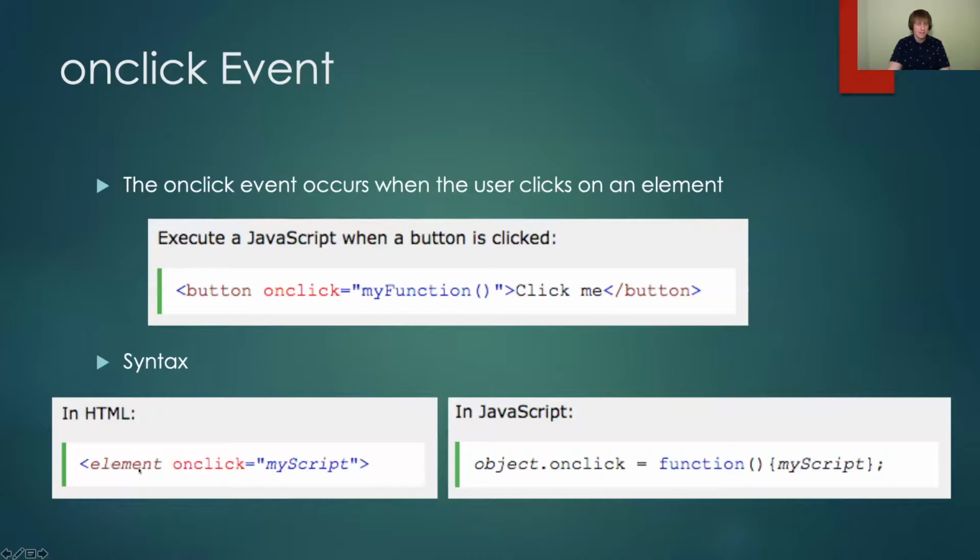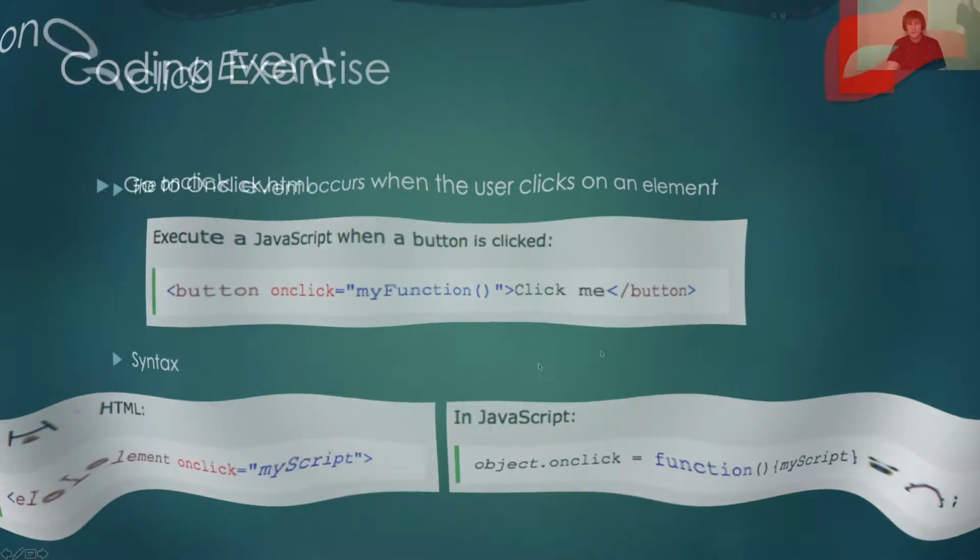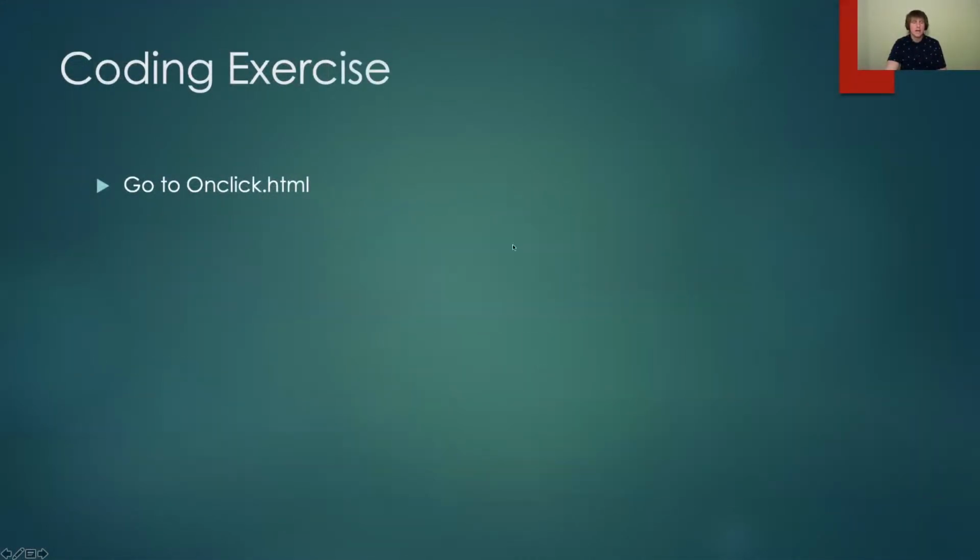Here's the syntax. I can do it on any element, or I can use JavaScript to apply the onclick. So let's say I had a button here with an ID of myButton. I could say getElementById, myButton, and I can do .onclick, and then I can set it to this anonymous function to run this script. So you can either set it with HTML or you can set it with JavaScript, depending on what you want to do. And we're going to go to onclick.html.